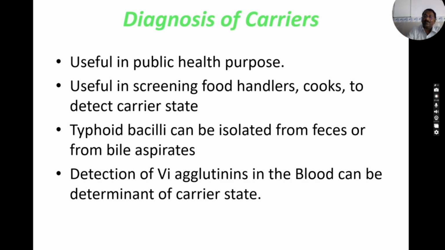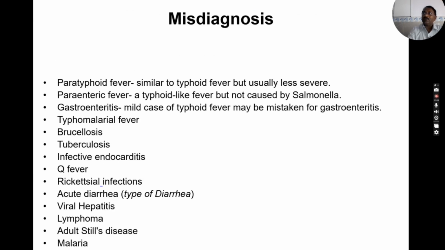So in the vaccine, here you can see the Vi typhoid vaccine, Vi. The vaccine costing about 1500 rupees to 2000 rupees may be given once in 3 years or once in 5 years. A booster dose has to be given for this vaccination.